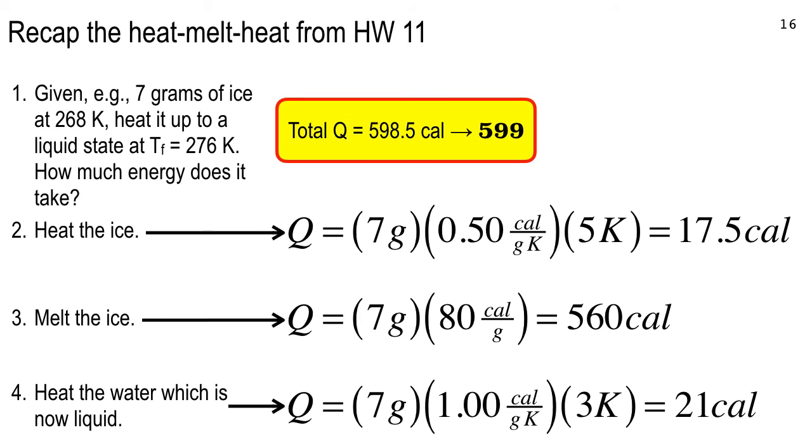This one right here, in the last one, it's because my final temperature is 276. See up here in the given information? There's my final temperature. So I melt everything, and now I've got 7 grams of liquid water at 273. So now I'm heating liquid water, but only 3 Kelvin.